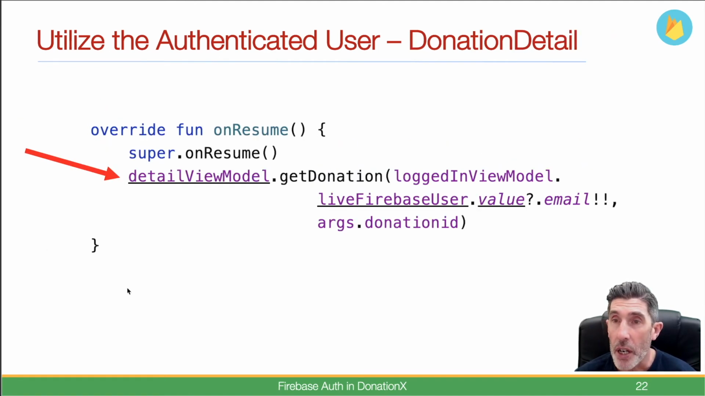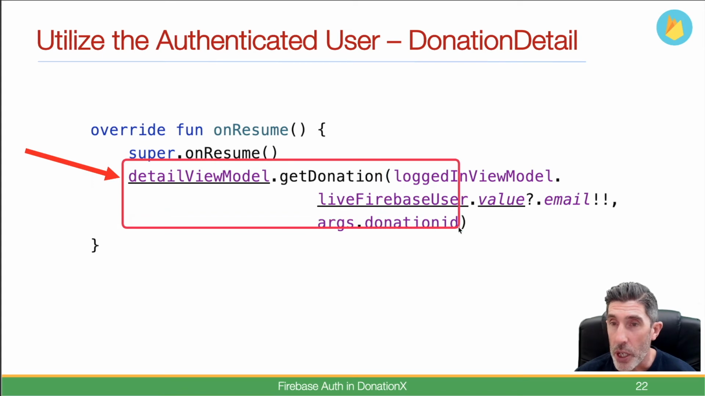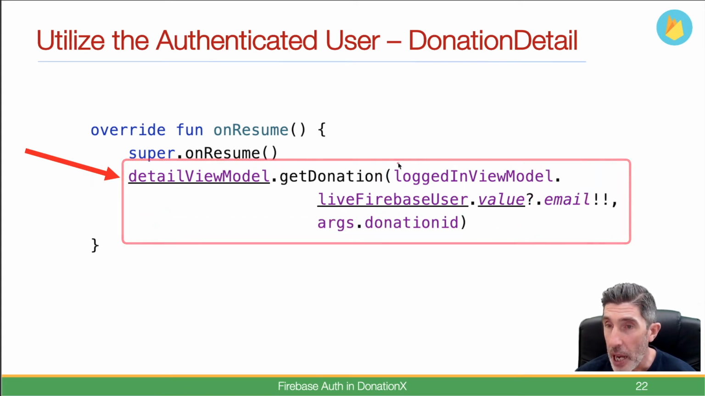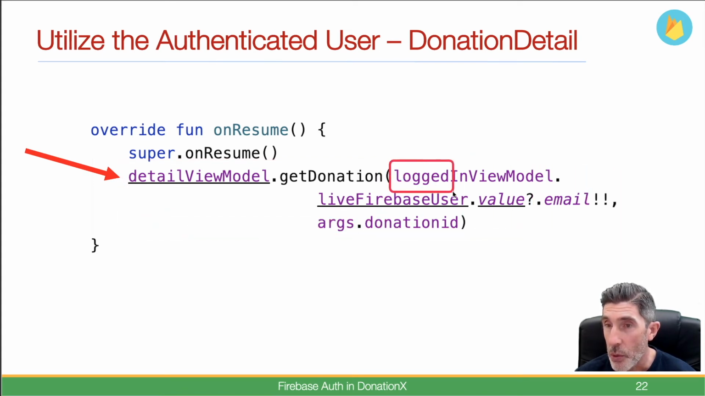If we look at our donation detail, when we resume that, one simple call, we call get donation, but again passing in, from the view model instance, the live Firebase user .value .email. So we're getting at the specific email of the authenticated user who was maintained inside that logged in view model. And also there's our args.donation ID.